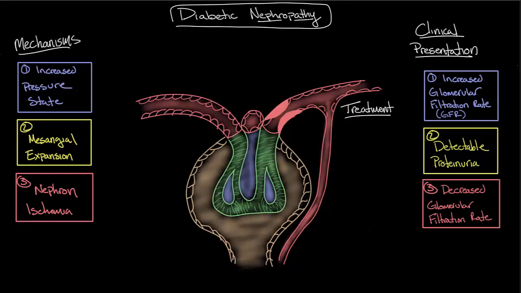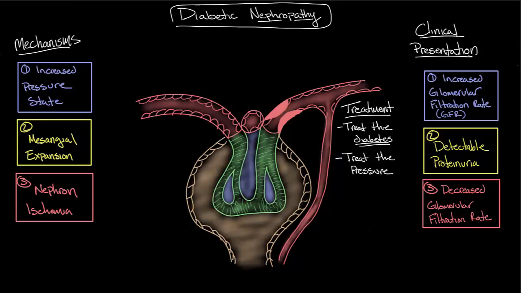And this is once again going to be directly correlated to the underlying mechanisms. So the most important thing in diabetic nephropathy is to treat the underlying diabetes. And this is because the hyperglycemia associated with diabetes is the cause of this increased pressure state. So if you can treat the diabetes, you can prevent the increased pressure state, which will then prevent the cascade of effects leading to diabetic nephropathy. However, if this increased pressure state does start to occur, the next step is to treat the pressure.